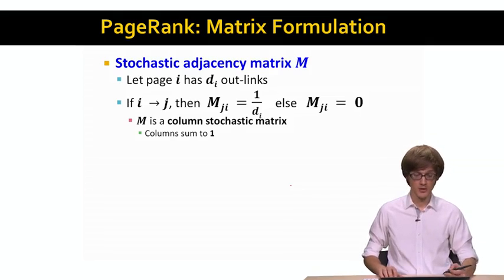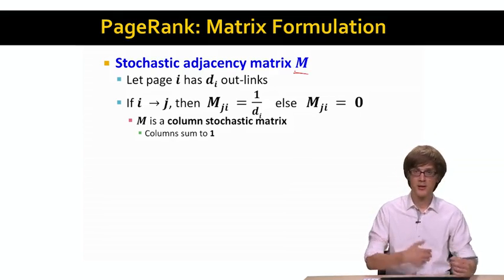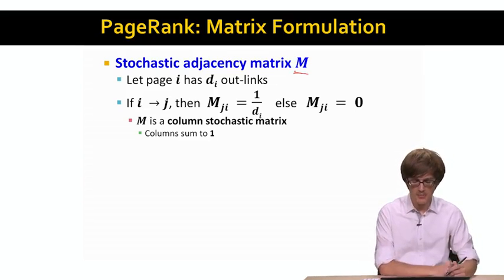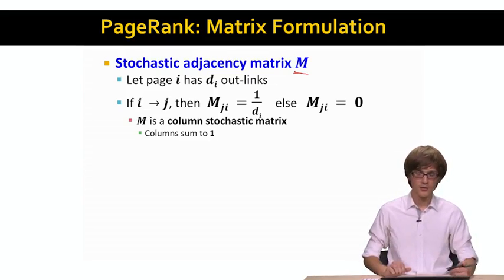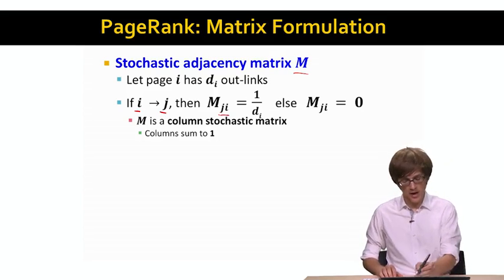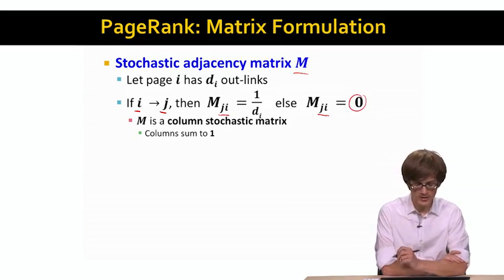So here is how we proceed. Our goal is to define the stochastic matrix M that will basically be an adjacency matrix, which basically means we want to take the graph and represent it as a big matrix of values. And the idea is that if a page i points to page j, then we will have a non-zero entry in the cell ji, and if the page i does not point to page j, then we will have a zero entry there.